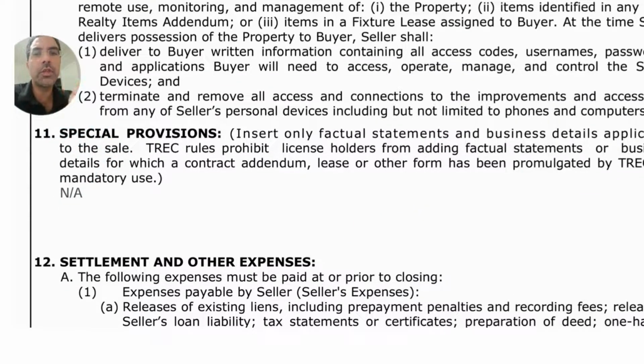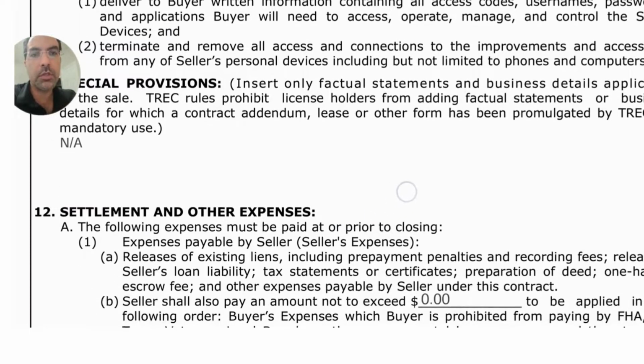Special provisions. Special provisions are special notes or requirements that the buyer or seller has on the property. In general, agents are not allowed to fill this portion out unless they are lawyers. So only the buyer or seller themselves are allowed to fill this out, or a lawyer for any special provisions.